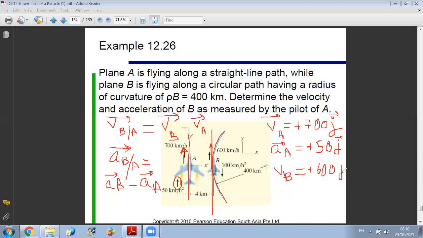Now the acceleration of B can be divided into two components. One along UT, this is UT. Okay, UT is along the tangent line. But as you can see, it's a deceleration for B since the velocity is upward while the acceleration is downward. So here AT is negative because it's opposing the velocity vector, and it's equal to minus 100 J. So I can say that AB tangential is equal to minus 100 J.